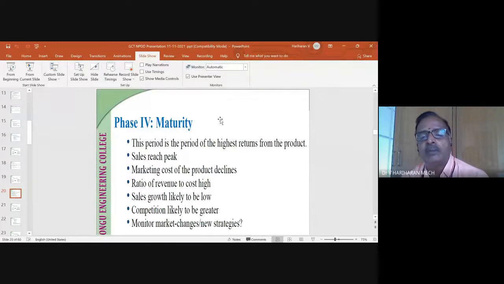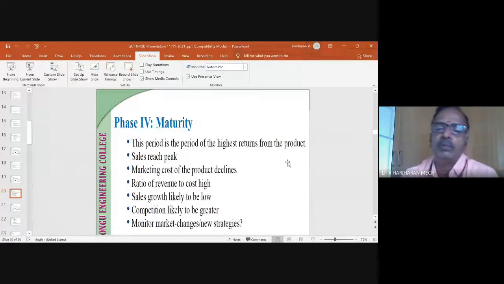At the end of the maturity period, sales growth is likely to be low, but the competition is likely to be greater. Why? When maturity is reached, other people will enter the market, and customers will look at the new product. So automatically your maturity will start declining. So monitor market change and new strategies. In this case, you always have to be alert. You have to continuously monitor the market changes and the new strategies that you are going to introduce in the maturity stage.